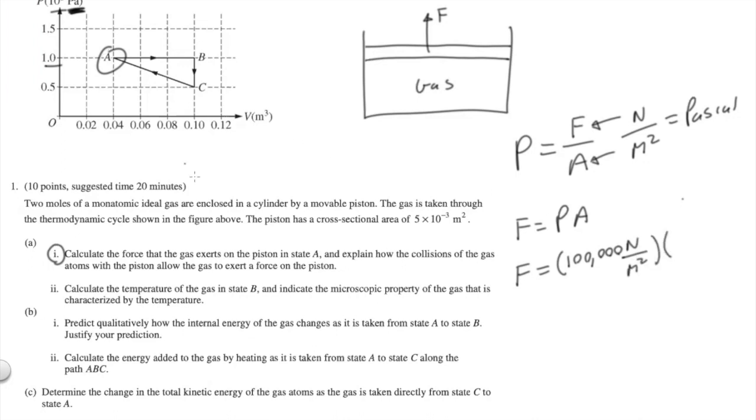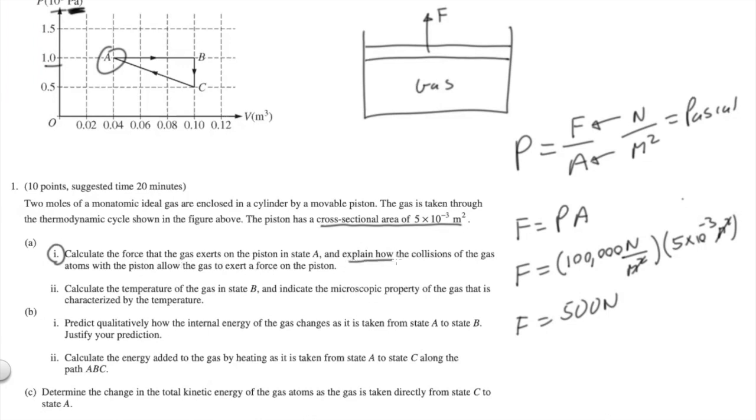And then the area is given right here, 5 times 10 to the negative 3 meter squared. Meter squared cancels. The force on the piston at point A comes out as 500 newtons. And then they also want an explanation.